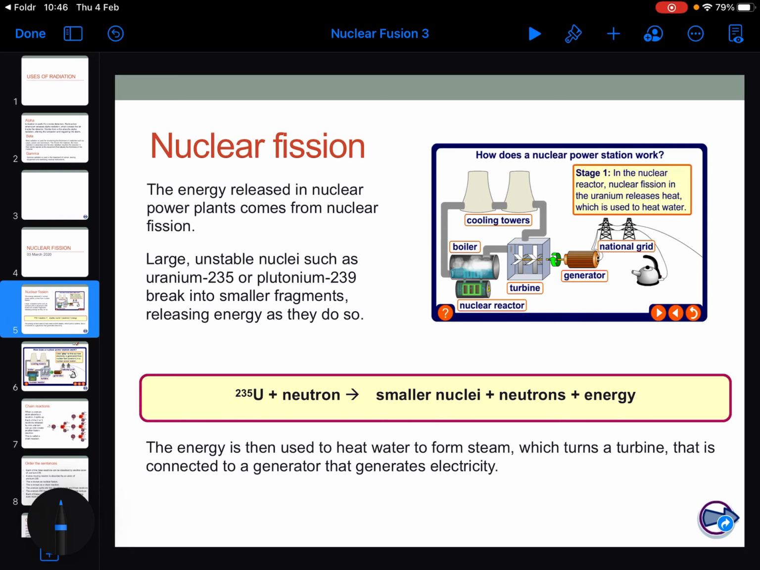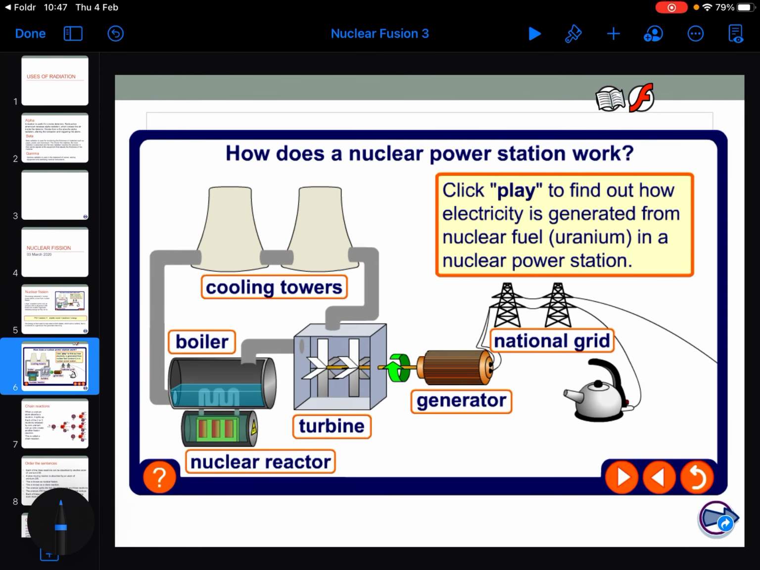So this type of energy release is used in nuclear power plants, so all up and down the country. And we tend to use uranium or plutonium because, as I say, they're very heavy nuclei. The energy is then used to heat water to form steam, which turns the turbine, connected to a generator that generates electricity. So here you go. Hopefully you vaguely remember this from P8 as well. There's quite a lot of crossover with power plants. You've got that nuclear reactor.